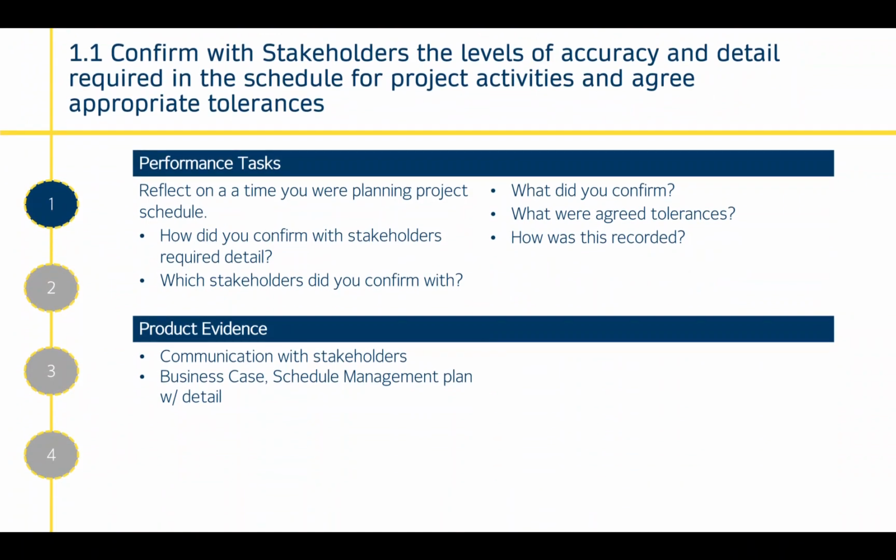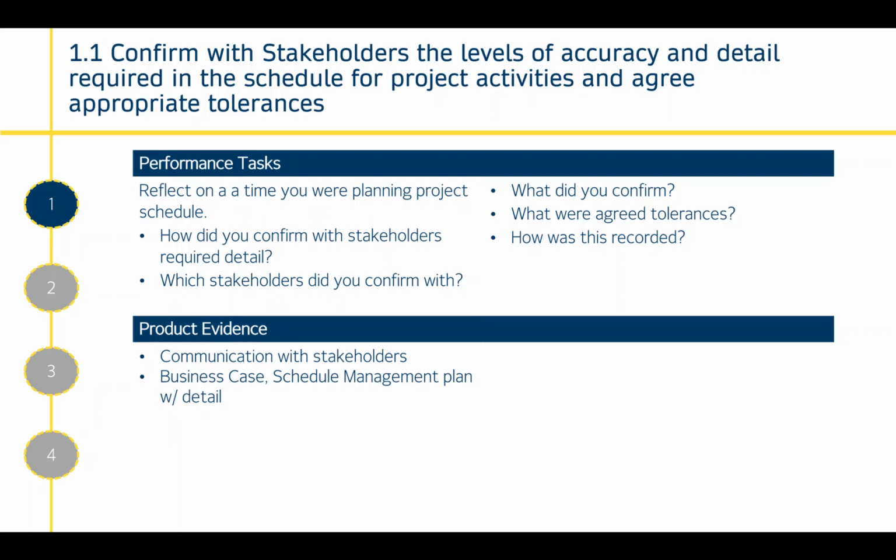So let's look at the first outcome in the first criteria, 1.1. It's confirm with stakeholders the levels of accuracy and detail required in the schedule for project activities and agree appropriate tolerances. So this is the first step in putting together a schedule management plan. And that is where you are engaging with stakeholders to identify how much accuracy and detail is required within the schedule management plan. It can also be the point where you're starting to identify via communication with stakeholders what activities have to be in place, and to some extent, or this is maybe moving on to later criteria that's going to be covered, the order in which they have to be done in.